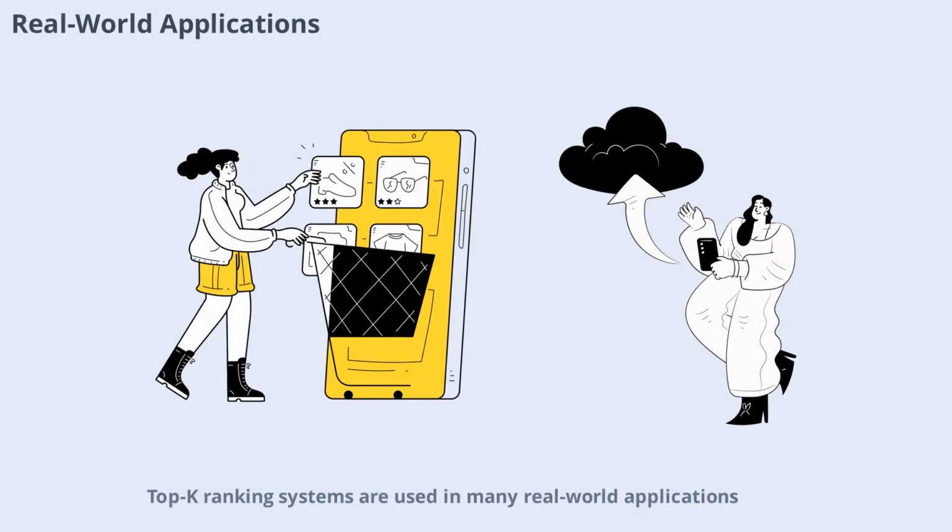Top K ranking systems are used in many real-world applications, from gaming leaderboards to search engines and recommendation systems. Their ability to provide instant, accurate rankings makes them invaluable for user engagement and business insights.